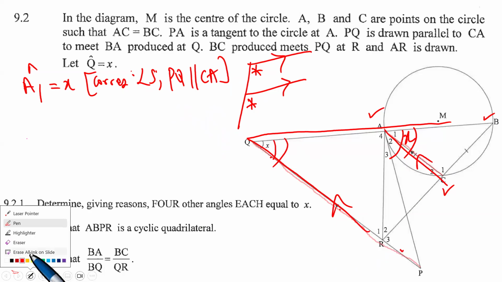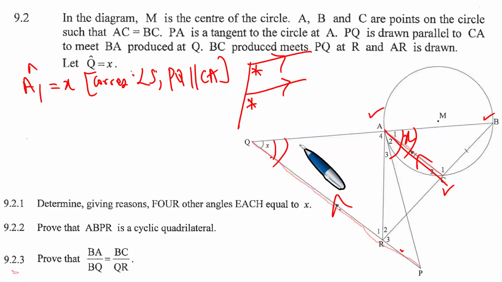Next, we need to find more angles. This is not enough. Can you find more angles, please? A1 equals B. Well done. So the angle B is also equal to x.